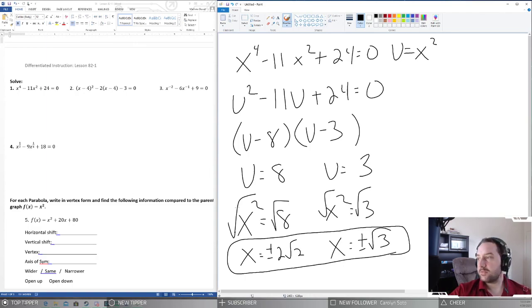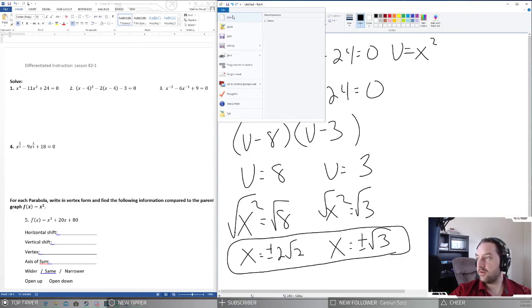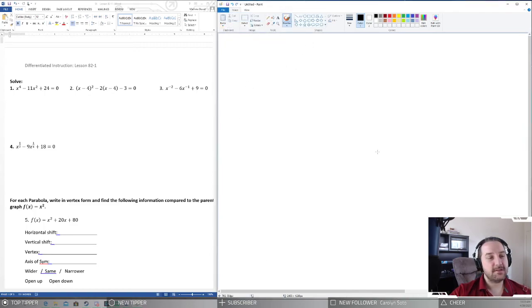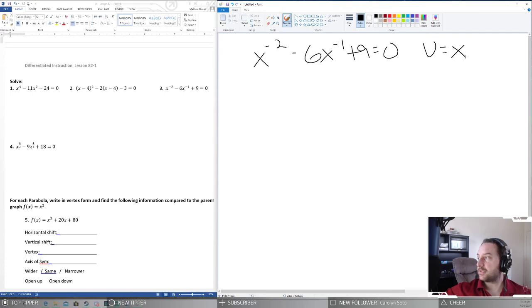Now what I'm going to do is go over some of the substitutions for the other ones, but I'm just going to skim through the solving part because I'm assuming we already know how to solve a quadratic equation. That's basically what you're doing from there. So like number 3, x to the negative 2 minus 6x to the negative 1 plus 9 equals 0. So this would be u equals x to the negative 1. So then this becomes u squared minus 6u plus 9 equals 0.